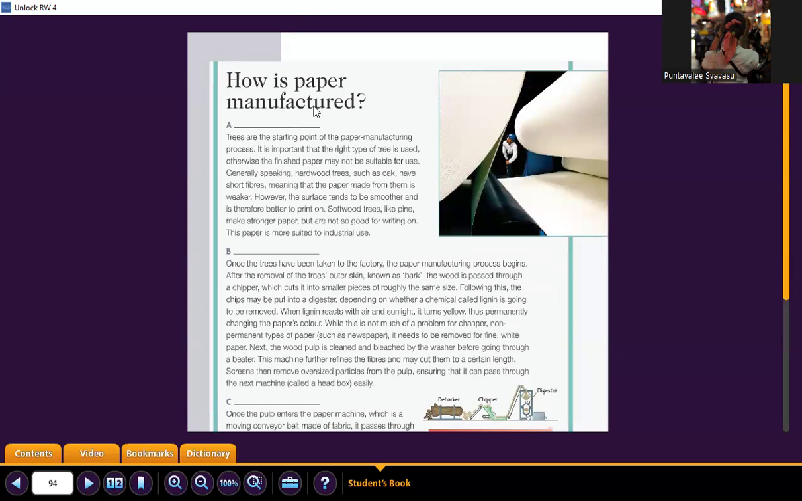So how is paper manufactured? This is the heading, so it's the topic. Before we start reading, it's good to know the topic a little bit, so it would help you with guessing the content of what it's about. Let's talk about the word manufacture. If you translate it into Thai, it would mean the same thing as produce. But I think these two words have a different sense.